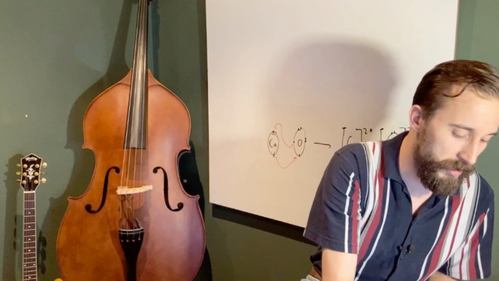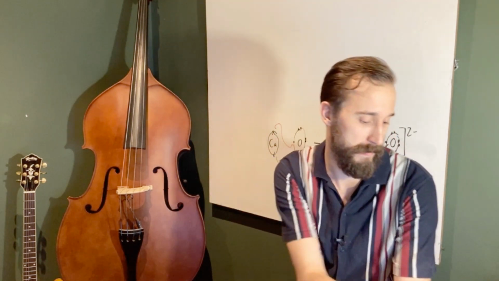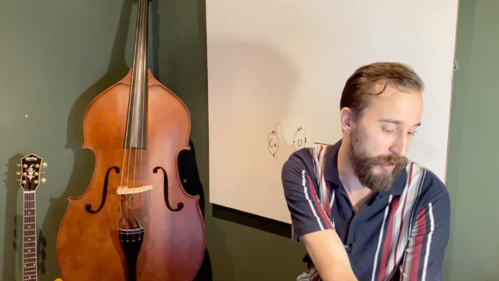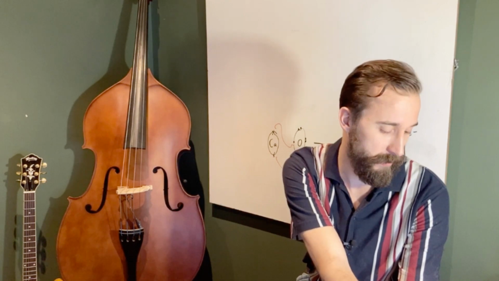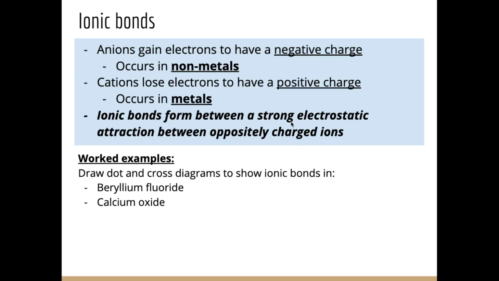So using these dot and cross diagrams to show where the electrons are moving between, where our metals will lose the electrons, and our non-metals will gain the electrons. Positive charge, negative charge, strong electrostatic attraction to form an ionic bond.